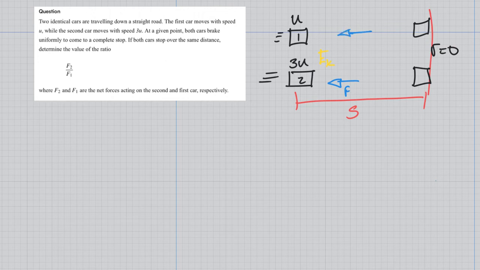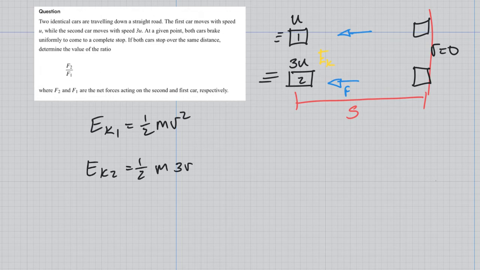Now, if we think about this, if these are identical cars, let's look at first how their energies compare. So kinetic energy of 1 is simply going to be 1/2 mv squared, or in this case, our v would be our u, our initial velocity. For kinetic energy 2, that's going to be 1/2 m(3v) squared, which is going to be 9 times 1/2 mv squared, because we square that 3. So the kinetic energy of car 2 is 9 times as great as the kinetic energy of car 1, because it's going 3 times as fast. And so we have to square that 3, and that's how we get the 9.